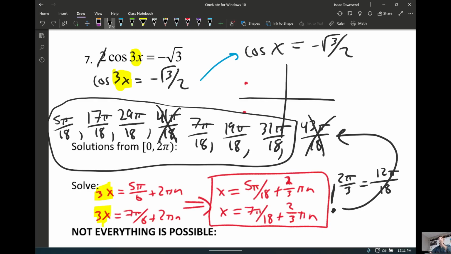But is there always going to be an even number of solutions? No, I don't think that would always be the case, but often.